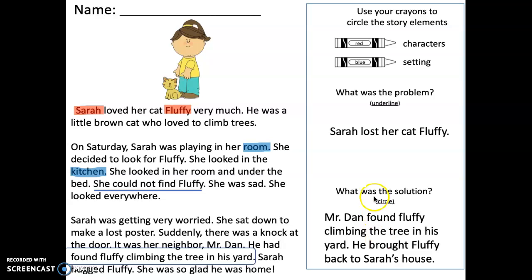So let's make sure we did everything. With our red crayon, did we find the characters? Yep. With our blue crayon, did we find the setting? Yep. What was the problem? Did we underline it? She could not find Fluffy. Yep. And what was the solution? Did we circle it? Yep. Mr. Dan found Fluffy climbing the tree in his yard and brought him back. Awesome. We did it right.